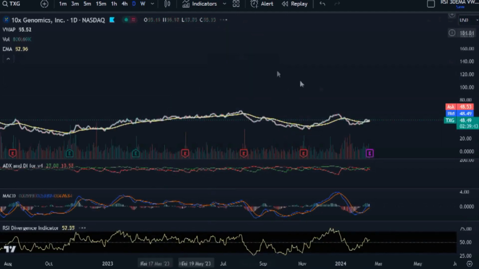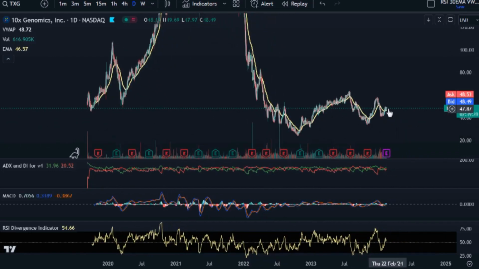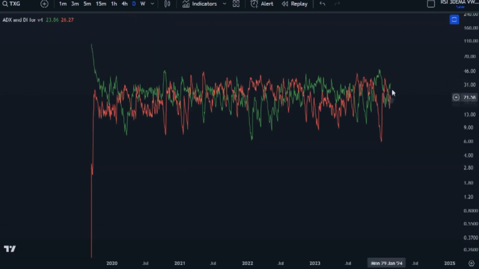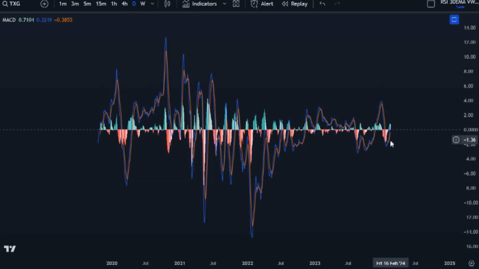So first we look at the weekly, then we'll look at the daily for 10x Genomics, symbol TXG. And we can see that it too is trending upwards in the EMA. Can you see that trend there? Trending up. And also the RSI is obviously trending up as well. The MACD looks favorable, and the ADX, the DI, is becoming positive and trending up. There's a closer look at the MACD. It's trending up.